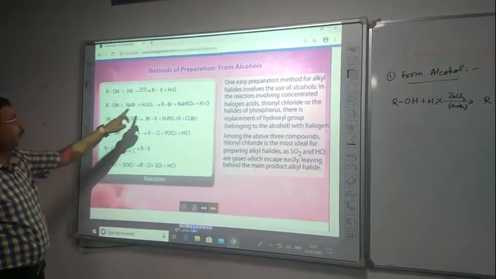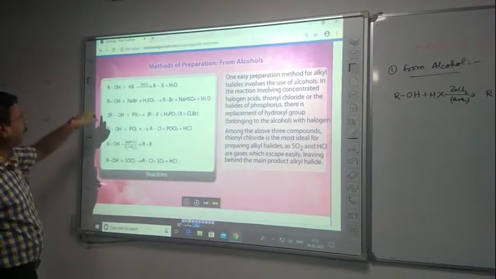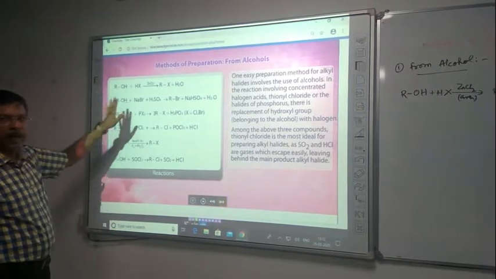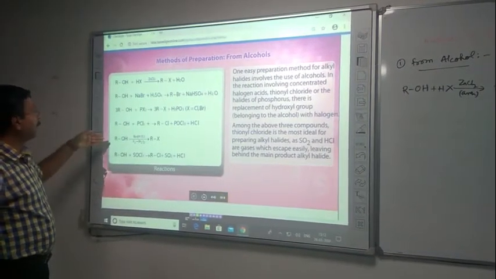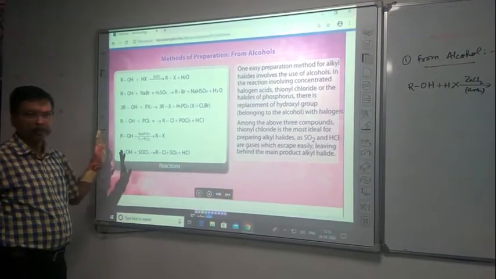Similarly, NaBr plus H2SO4 produces HBr. So ROH plus HBr, you can get RBr. When alcohol reacts with hydrogen bromide, we get alkyl bromide. Similarly, other halogenating agents we can use are PCl3, PCl5, SOCl2.